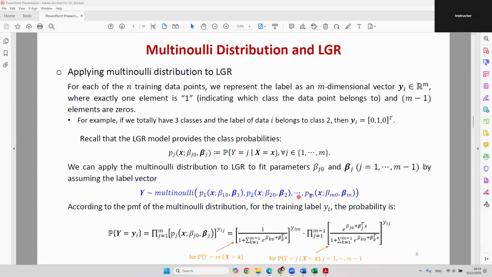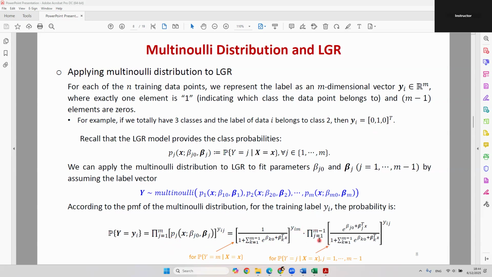Now suppose we have all these parameters. The PMF is the multiplication of all these, right? Where yij is a label here, and yij is 0 or 1. So from this, y is y0, y1, y2, y3. Then we can expand it into two cases. Case number 1 is the label is m, so I will have this. Case number 2 is the label is not m.